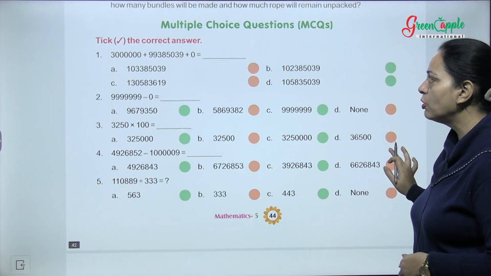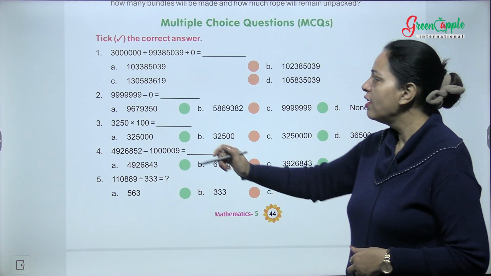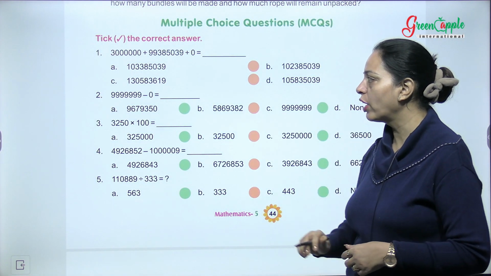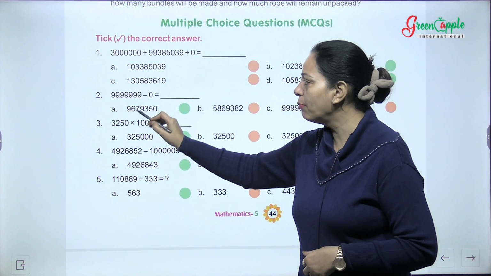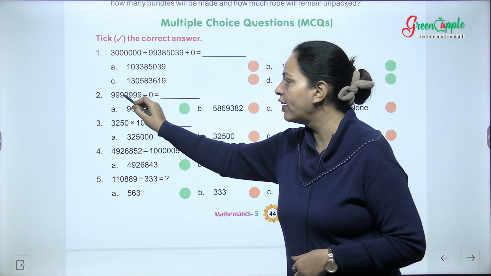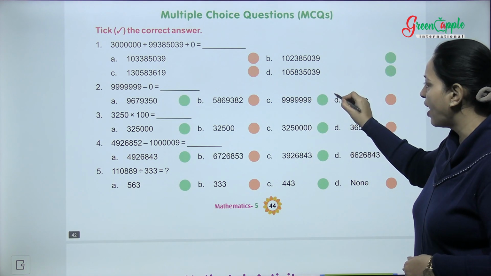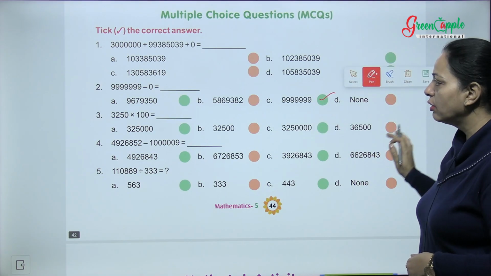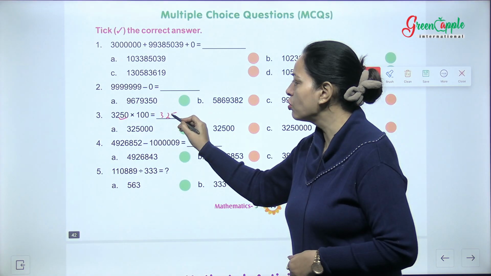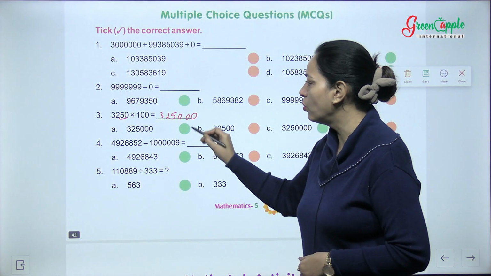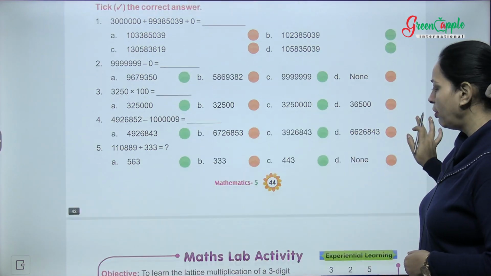Now come to the multiple choice questions, MCQ. Take the correct answer. The first one, this plus 0. So you can find out. The second, this number minus 0. So this number only. This is 1, 2, 3, 4, 5, 6, 7. So 7 times 9, this is the answer, right? Now the third one, this into 100. So this number, 3250 and 20. So this is the answer. Similarly, you can try the remaining parts.